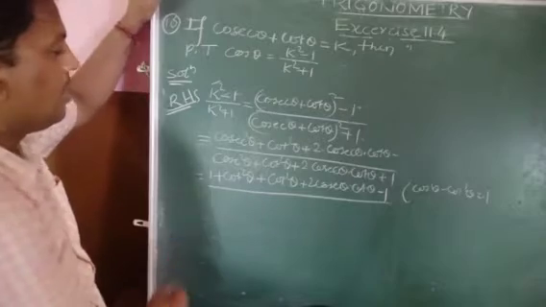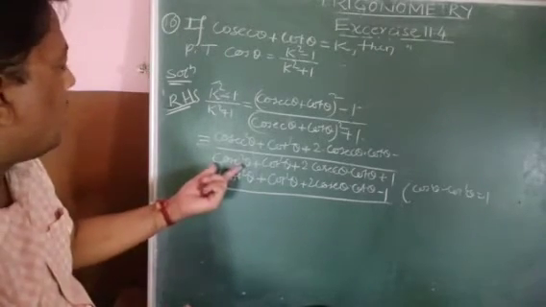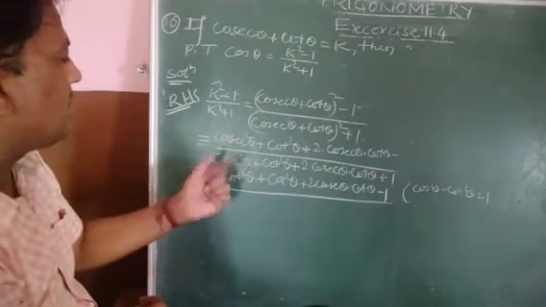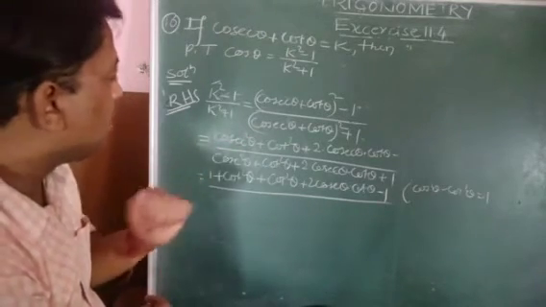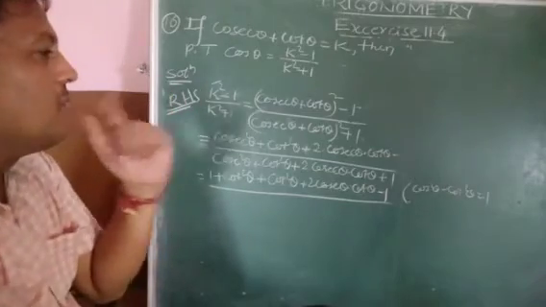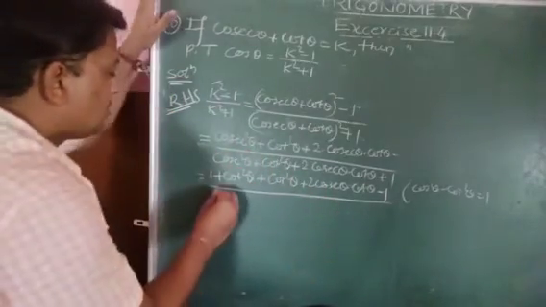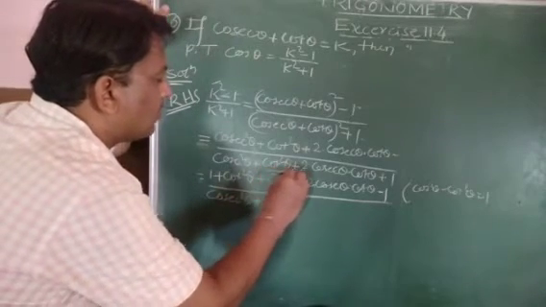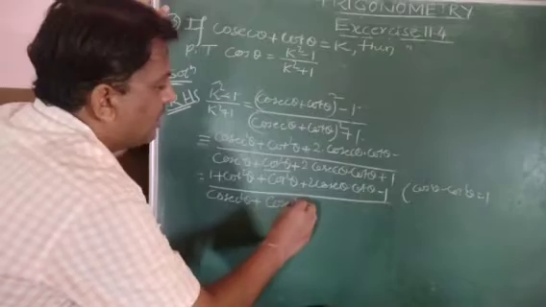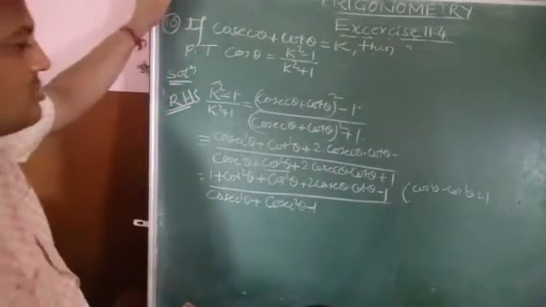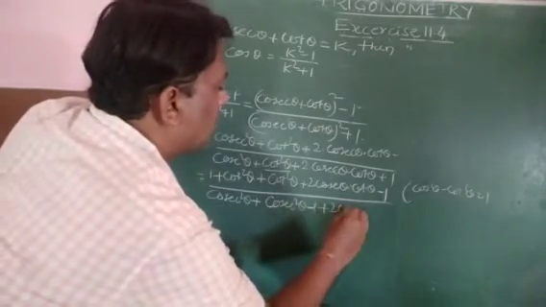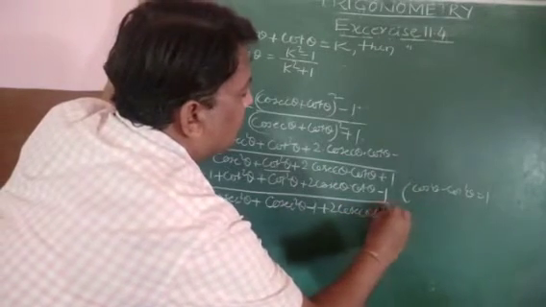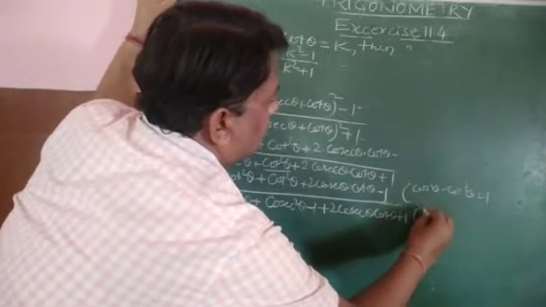Here, cot square theta, cosec square theta is equal to cot... no benefit. Cot square theta is equal to... yes. So I am writing here cosec square theta plus, in place of cot square theta, I am writing cosec square theta minus 1. Why, I will tell just now. Cosec theta cot theta plus 1.